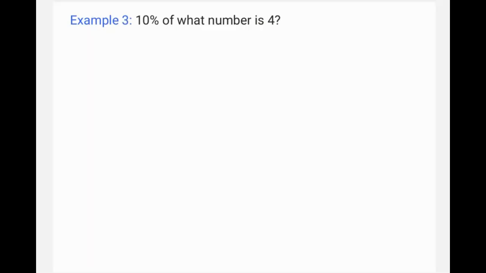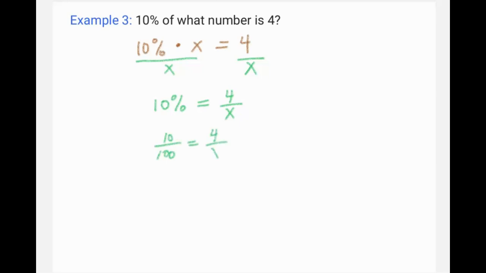Example 3 asks us 10% of what number is 4. So again, some translation here. We have 10%, of is times, what number is x, is is equal, and 4. So our next step, we want to isolate the 10%, so we're going to divide both sides by x. And we have 10% is equal to 4 over x. And we want to convert our 10% into a fraction. So we have 10 over 100 equals 4 over x.